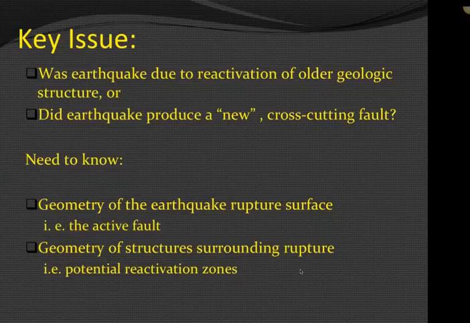So because of this earthquake, some of the questions, in addition to the big question of why do we have earthquakes in the middle of a plate, were: what exact features was this earthquake occurring on? Was it taking advantage of an older geologic structure or a new fault? What geology was this occurring in? What was the geometry of the rupture zone? And what is the geometry of the surrounding geology?